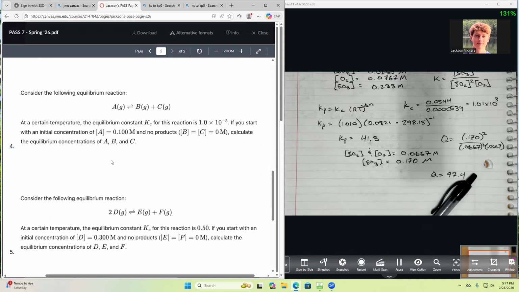But let's keep reading. If you start with an initial concentration, again, that's another clue that we're going to be doing an ice table here, where we have 0.1 molarity of the reactant A and no products. Sometimes it'll say outright, like in this problem, that you start with no products. Normally that's assumed, so it might not even say that part. And I'm asking you to calculate the equilibrium concentrations of A, B, and C. So see if you can do this on your own, and then I'll walk through it up here as well.